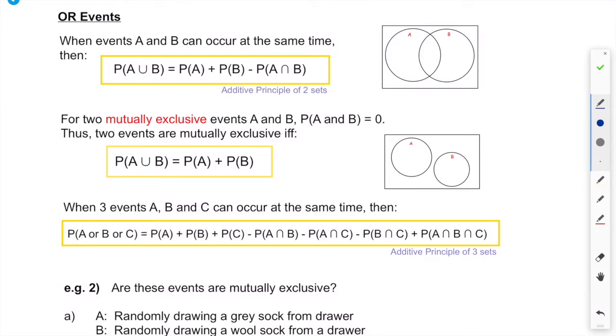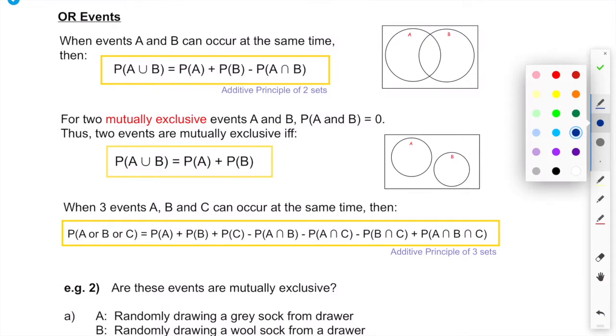So we can simplify your formula into P of A or B equals P of A plus P of B. In the event of 3 events, you can use this formula. So you're going to add P of A, P of B, P of C. We know that we're double counting right away, right? We're double counting all the common regions between any two events. So you subtract P of A and B, subtract P of A and C, subtract P of B and C.